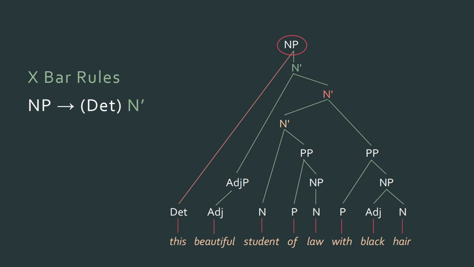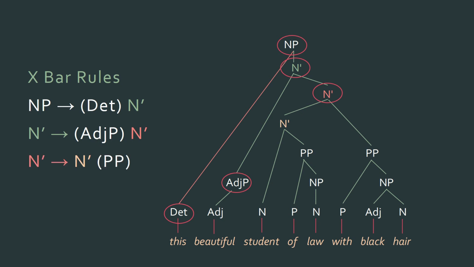The noun phrase in white consists of a determiner, this, and an N-bar phrase in green. The N-bar phrase in green consists of an adjective, beautiful, and an N-bar phrase in pink. The N-bar phrase in pink consists of an N-bar phrase in yellow and a preposition phrase, with green eyes.